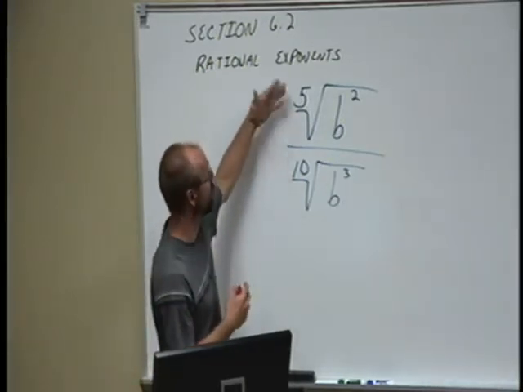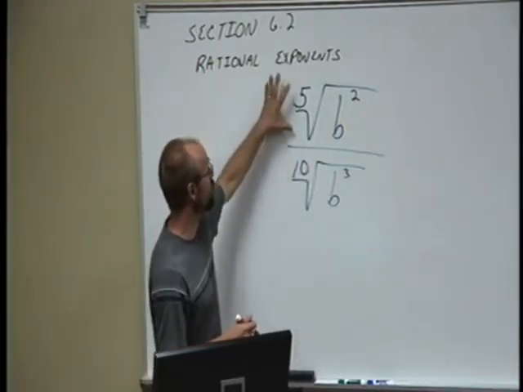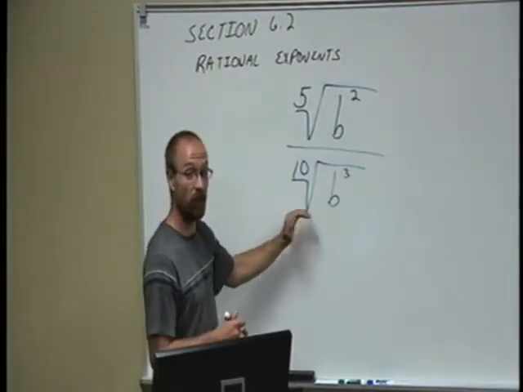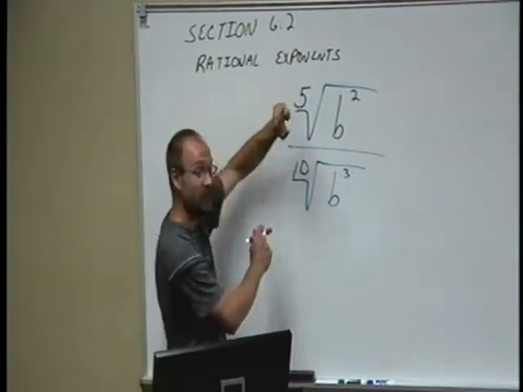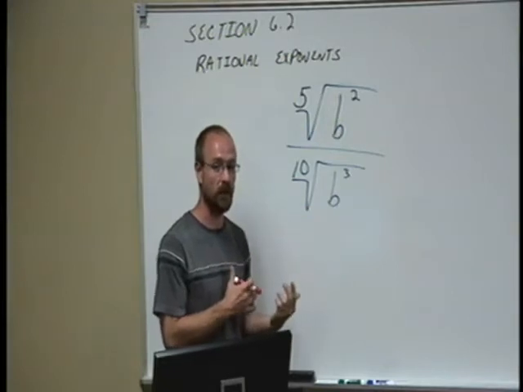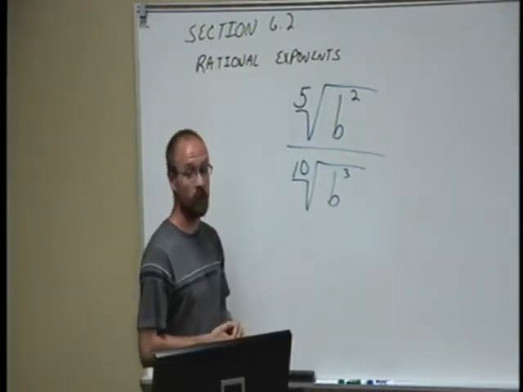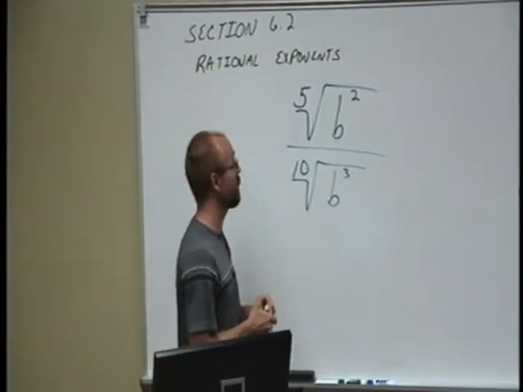radicals to rational expressions. If we look at this, we have the fifth root of b squared divided by the 10th root of b cubed. Now this is where we have to be careful. Notice our indexes are different. And if we remember all the rules that we've applied up to this point, our indexes had to be the same. Well, first of all, let's write this as a rational exponent instead of a radical.